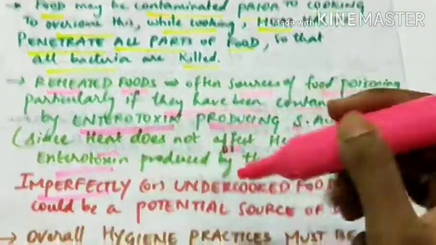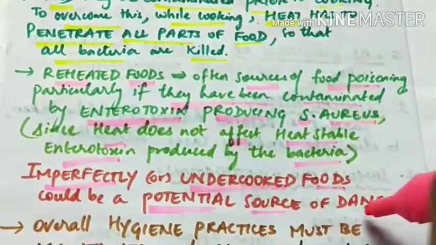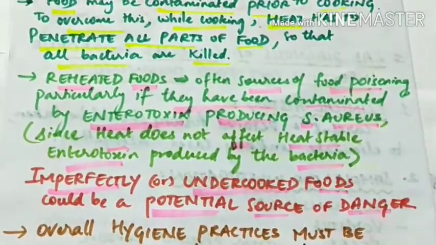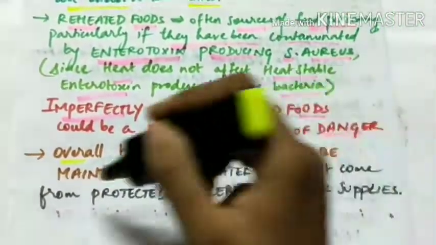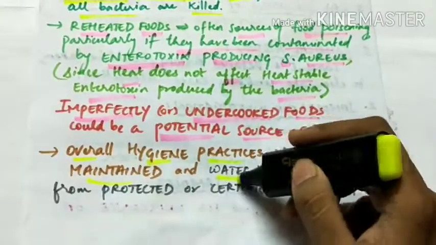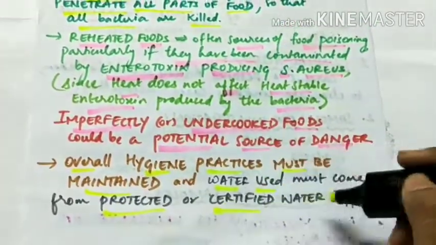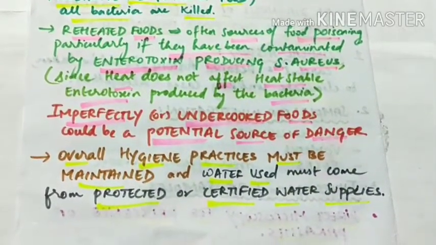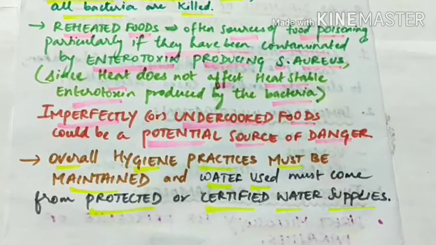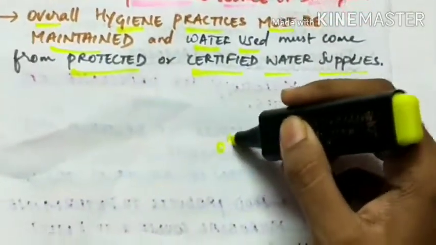Imperfectly or undercooked foods can be a potential source of danger. Overall, hygiene practices must be maintained and the water used must come from protected or certified water supplies. So these are the ways to prevent foodborne infections. This is all about bacteriology of food.